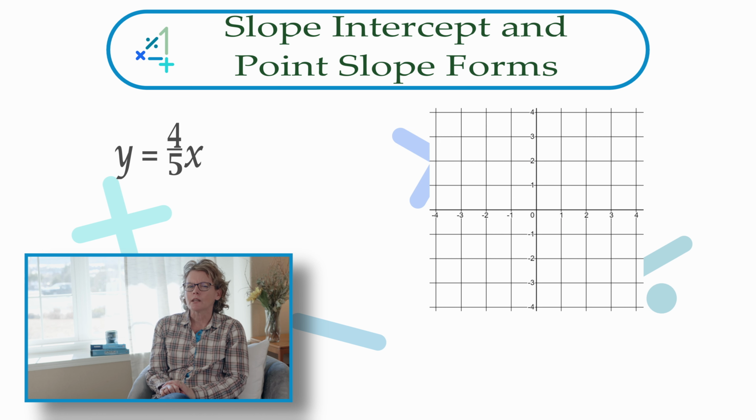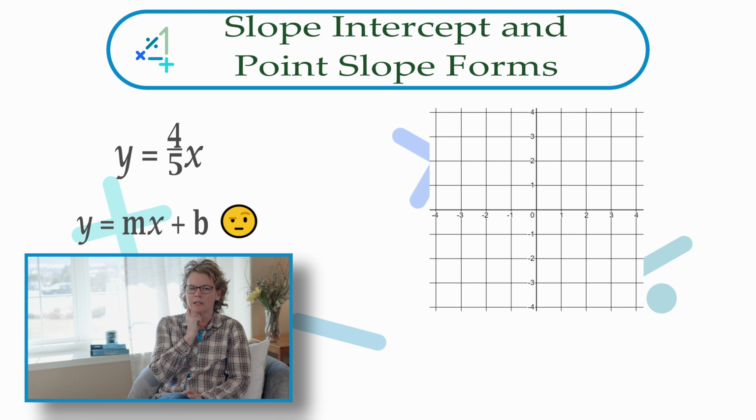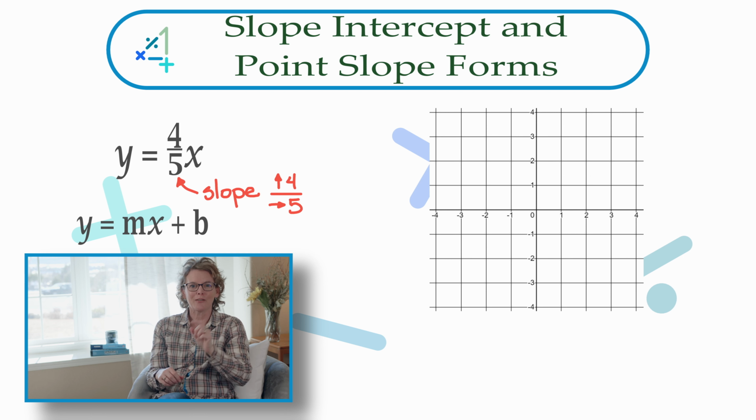Here's another one that looks a little different. y equals 4/5 x. It looks similar to y equals mx plus b. Is it officially in y equals mx plus b? Yes. Let's dissect this to get the info we need. The slope, or the m, in front of the x is that 4/5, up 4 over 5. So how about the b, the y-intercept? There's nothing there, so it is 0. We could write it as 4/5 x plus 0. Then we could see it better.